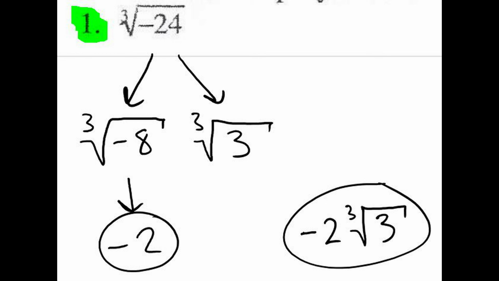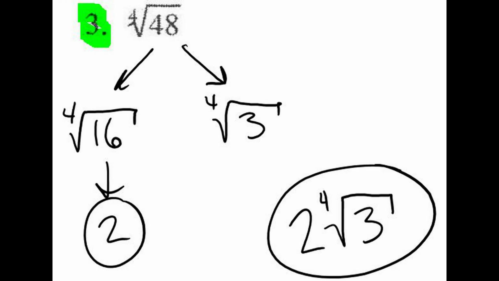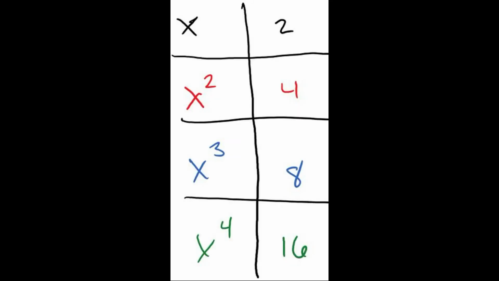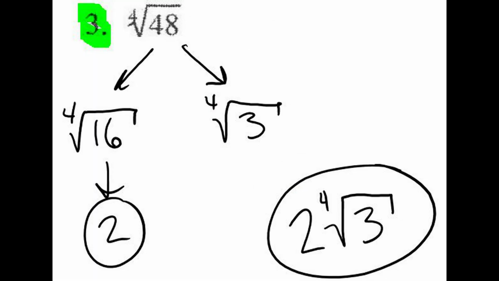Okay, let's look at number 3. Number 3 is a fourth root. So it's saying what number times itself 4 times equals this 48. Well, there is no number that does that on its own, so we have to break this up into something that does. Well, 16 has a fourth root of 2, and 16 goes into 48. So we're going to break this up into the fourth root of 16 and the fourth root of 3.